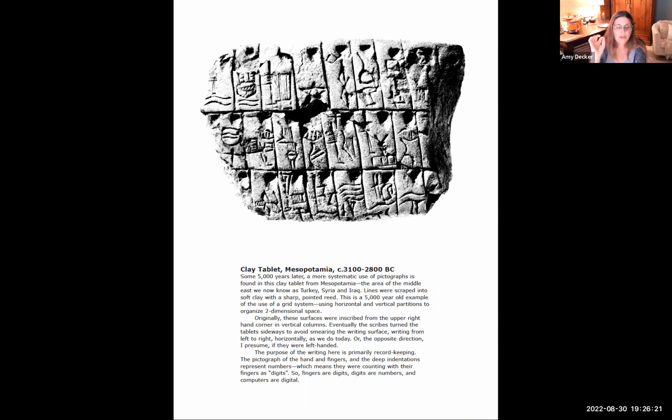So they were inscribed with the grid, then they had the symbol, and then they were using those record keeping of the fingers and the deep indentations representing numbers. Which means they were counting with their fingers as digits. So fingers are digits, digits are numbers, and computers are digital.